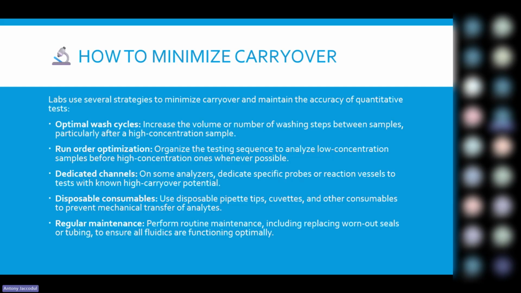We can also have run order optimization. As you read your reagent inserts and your equipment manual, you also need to concentrate on carryover minimization strategies of various instruments. So look at the optimal wash cycles. What are the wash volumes? What are the numbers of wash steps between one sample and another that really minimize this? So run order optimization: organize the testing sequence to analyze low concentration samples before high concentration samples whenever possible.